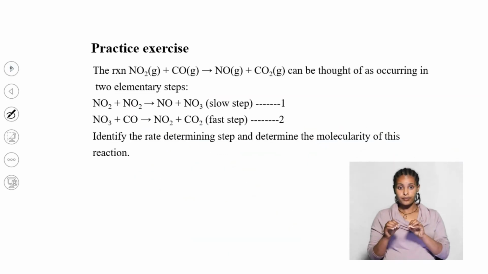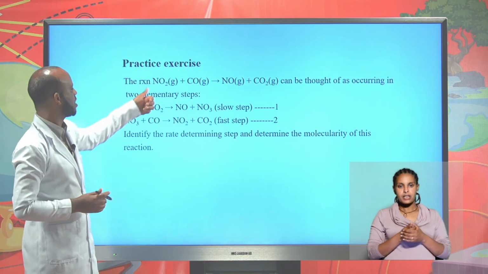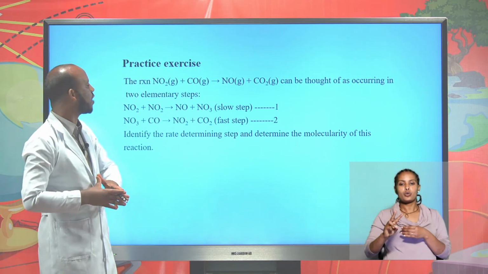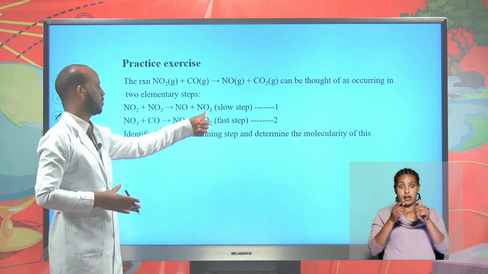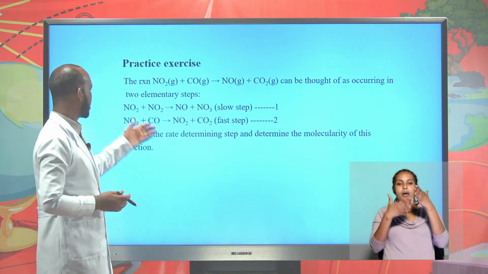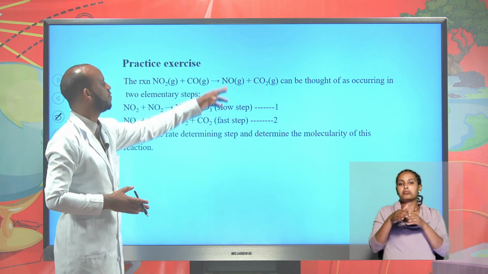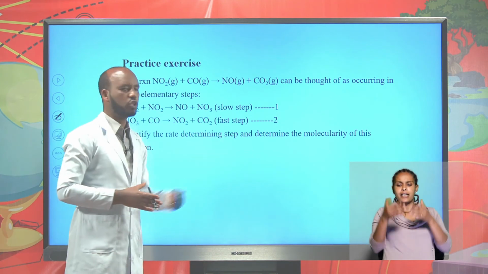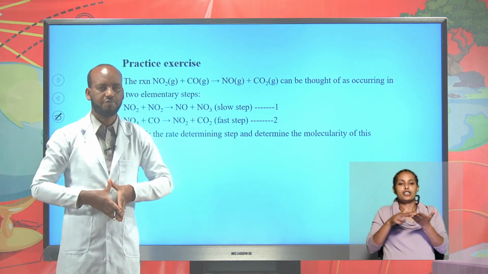Students, let us try this exercise so that you can practice what you have just learned. The reaction NO2 gas plus CO gas gives NO gas plus carbon dioxide gas can be thought of as occurring in two elementary steps. Elementary reaction 1 is the slow step. Elementary reaction 2 is fast. Now, elementary reactions add up to give the overall reaction. Identify the rate determining step and determine the molecularity of this reaction. You have 2 minutes.